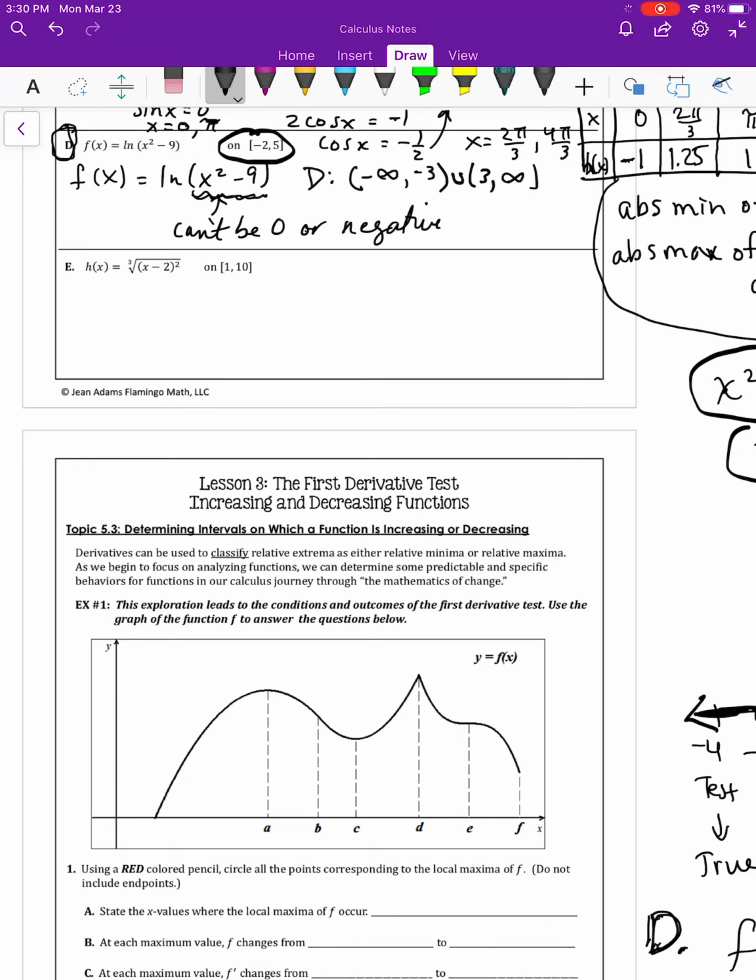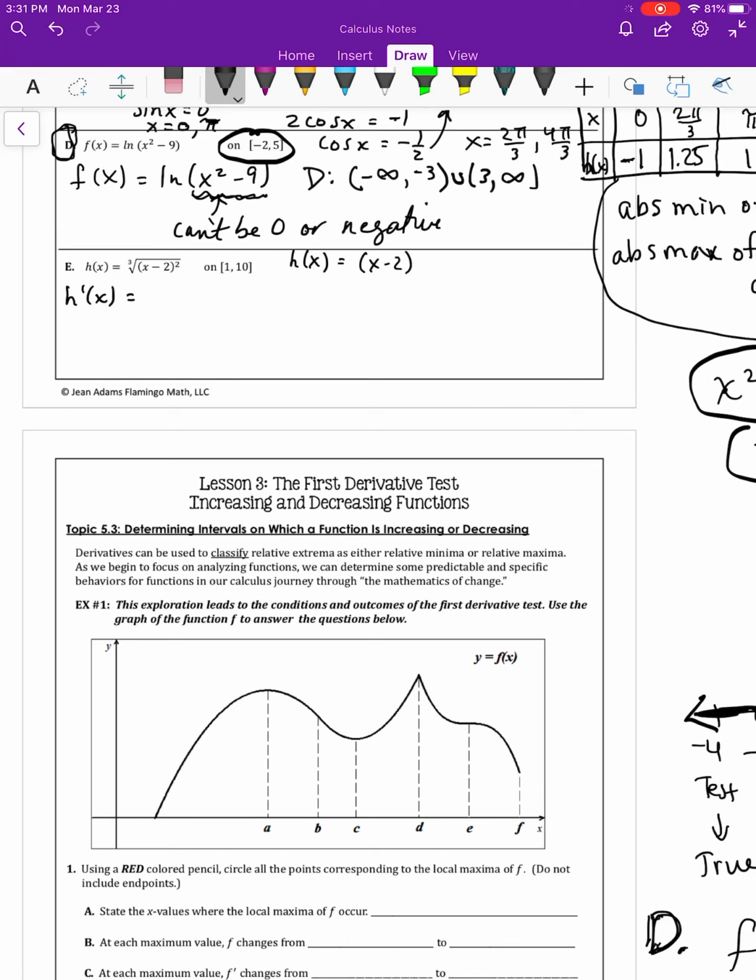That one is a cube root, okay? And when you think about a cube root, it doesn't matter if you have negatives under a cube root. So when you're looking at a cube root, you don't have to worry about negatives underneath the root, because on cube roots it can be negative. And so I didn't have to worry about that. So let's go ahead and take the derivative.